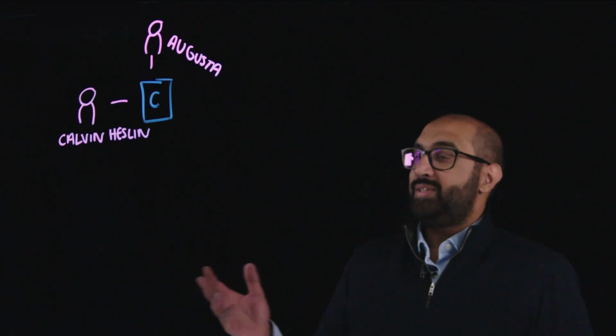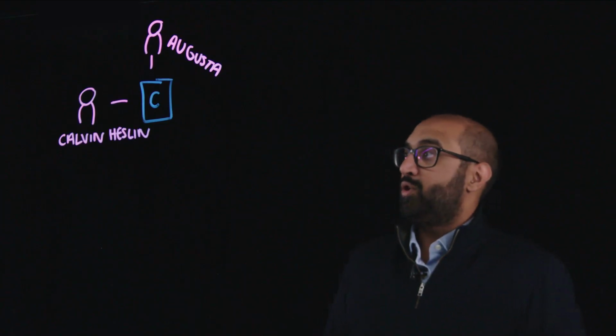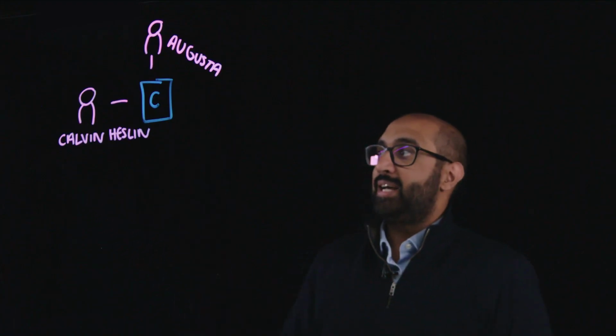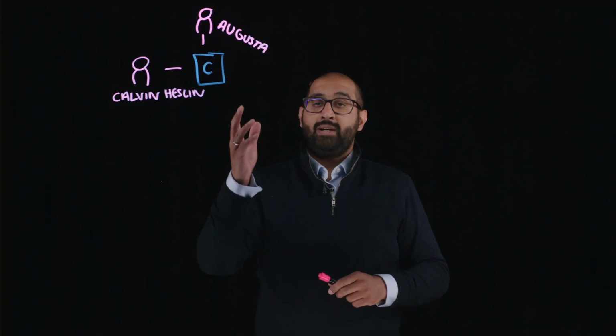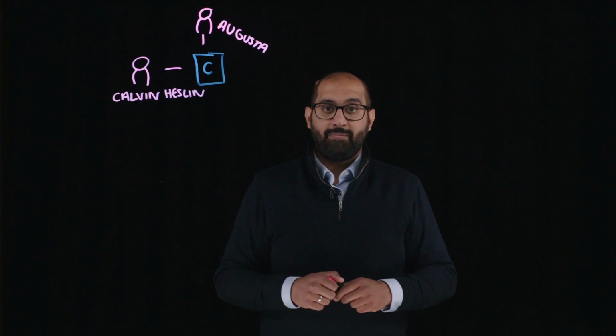This video focuses on how important decision intelligence is in identifying enterprise fraud for insurers. What we can see over here is that we've got a claim made by Calvin Heslin as a third party, and Augusta is my first party.